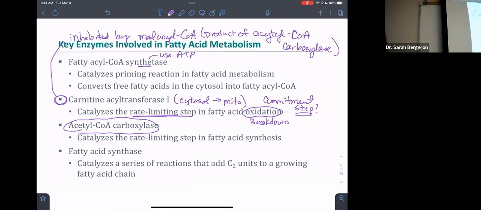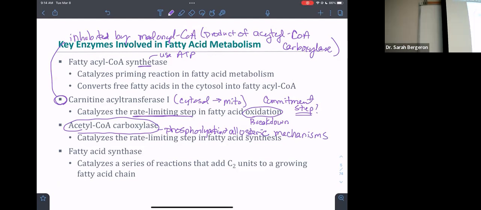So when you look at the acetyl-CoA carboxylase reaction, this one can be regulated both by reversible phosphorylation and allosteric mechanisms, all those allosteric mechanisms that we always talk about. So just like most other enzymes that we've talked about so far, right? Okay, then we have fatty acid synthase.